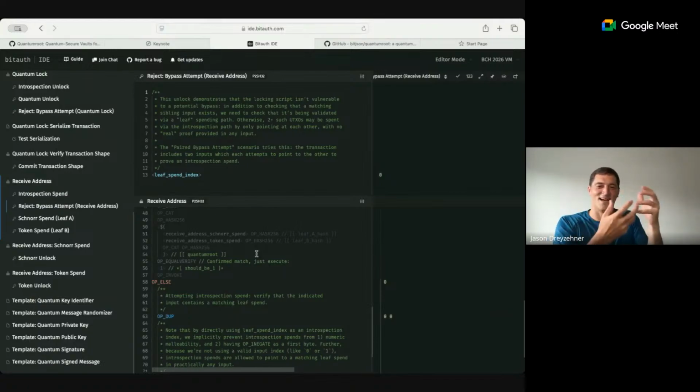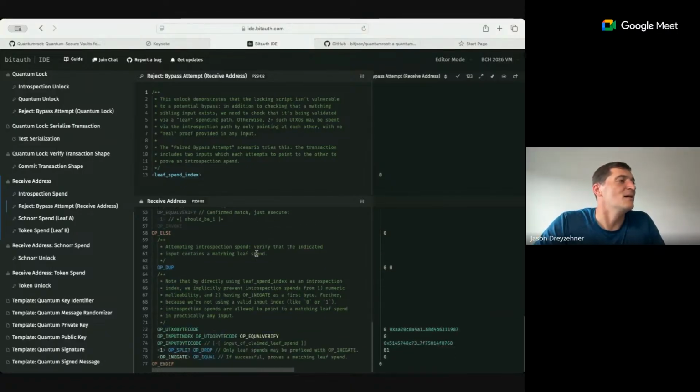I described that as a leaf spend bypass attempt, and the transaction specifically fails if you try to put two introspection spends that reference each other and neither is a leaf spend. But that's why you have to do some of the gymnastics in the opening of that Quantumroot spend. So yes, are there questions about that now?